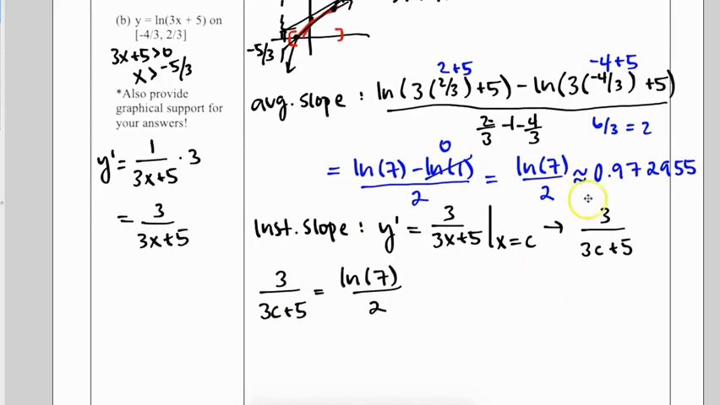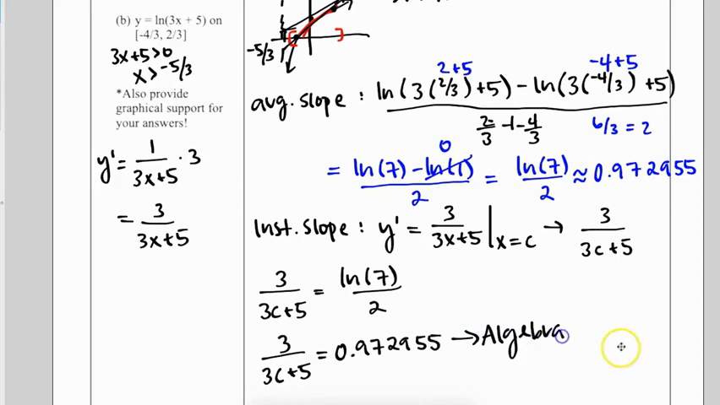All right, and then we could use our decimal approximation here. We're just trying to get pretty close. 3 over 3c plus 5 equals 0.972955. And I believe that we can solve this. Go algebra. And when we do that, we should get that c is equal to negative 0.639. If you have a question about how to do this algebra, come and see me, but otherwise, here's our value of c. And remember, in calculus, we're always going to take it out to the nearest thousandth, so 3 decimal places.